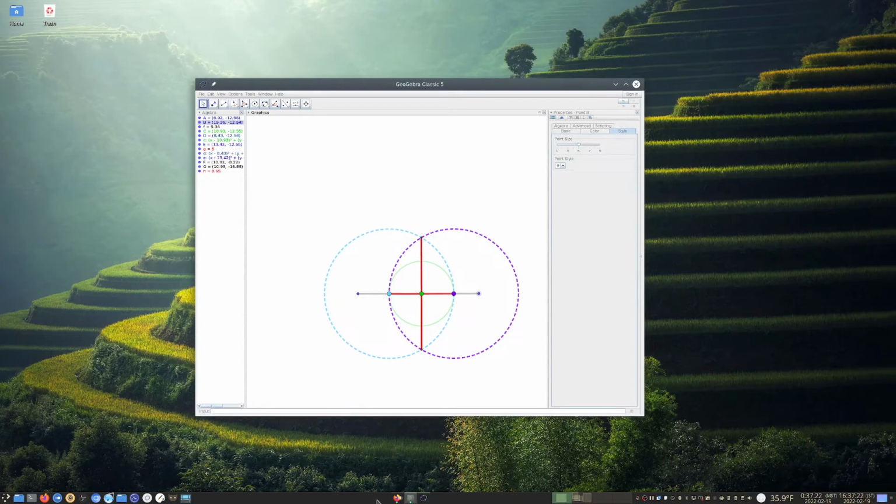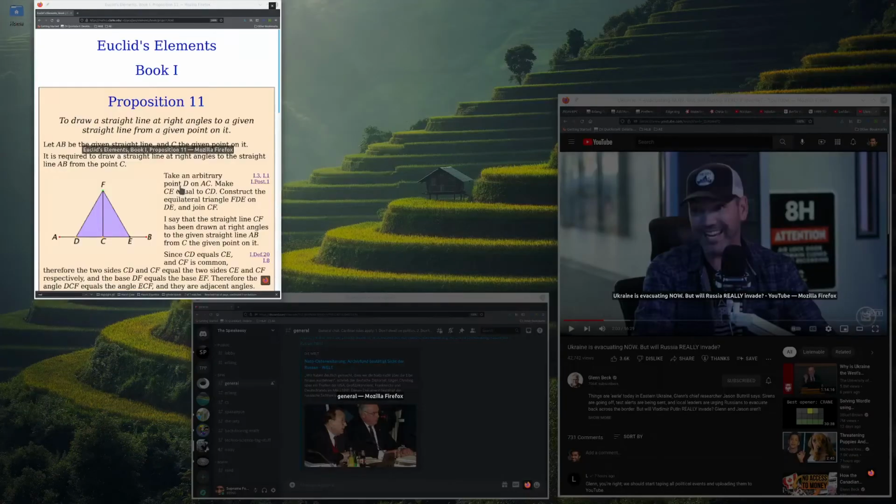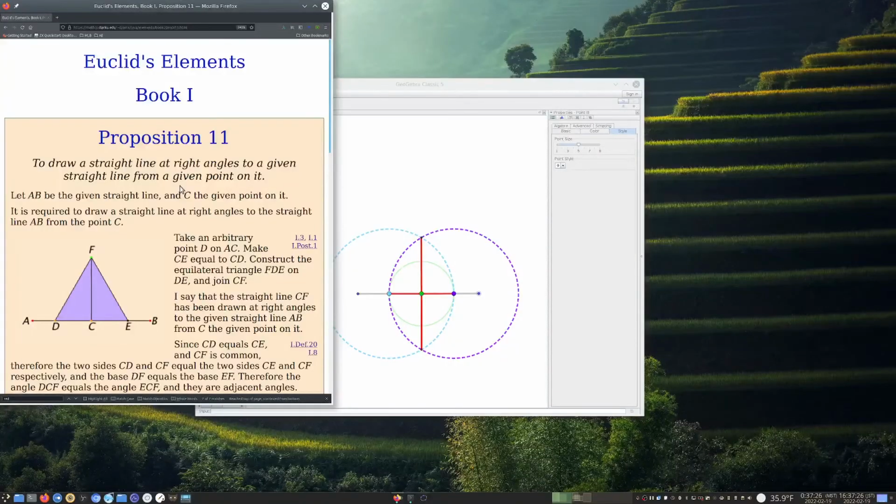All right, let's look at Euclid's proof. Let AB be a given straight line, and let C be a given point on it. It is required to draw a straight line at right angles to this. Oh, he doesn't say right angles. That's interesting. Okay, I didn't notice that caveat. I mean, that's the construction, but how do you do the argument? How do you argue that these are right angles? That's going to be interesting.